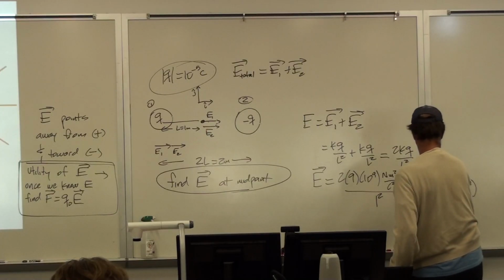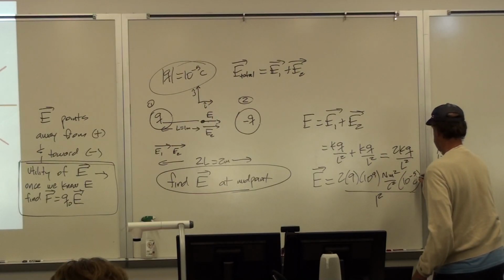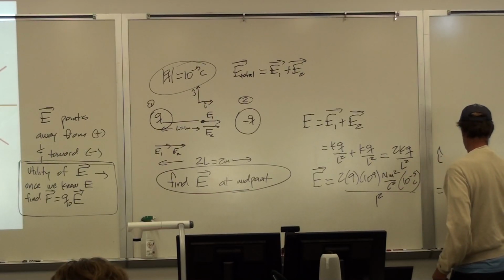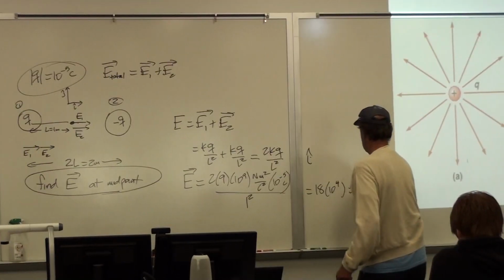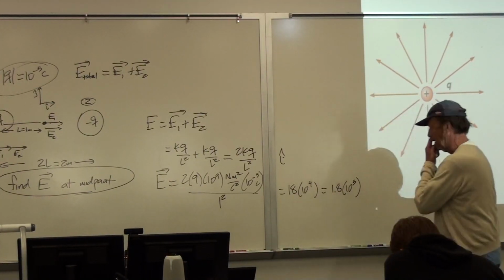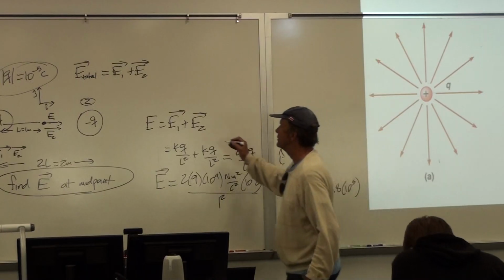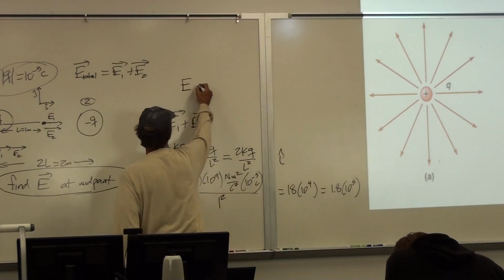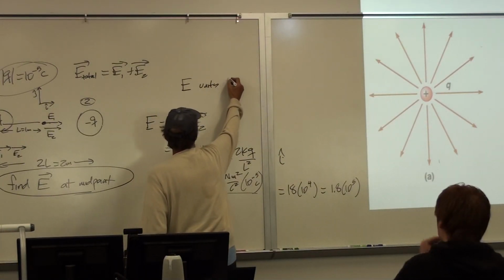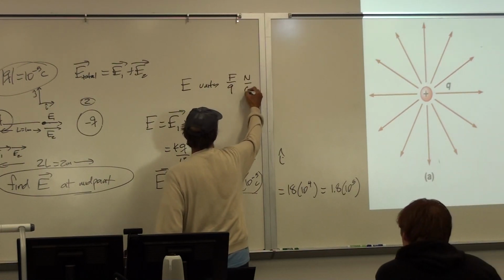I'm sorry, 10 to the 9 minus 5. Sorry, 9 minus 5 is 4. 10 to the 4. Oops. So that's going to be 1.8 times 10 to the 5 something. So what is that something? Well, it's going to have units of force divided by charge. So that would be newton per coulomb.